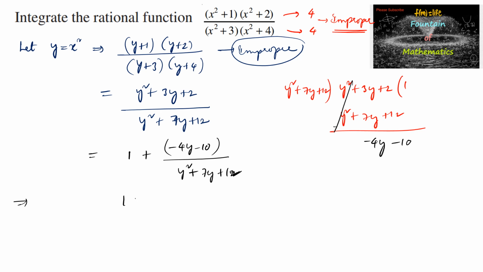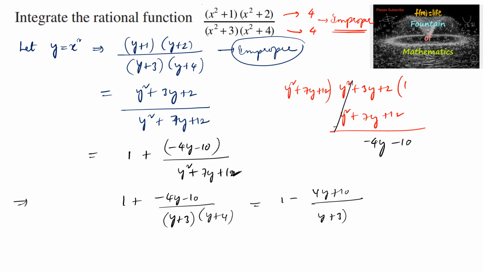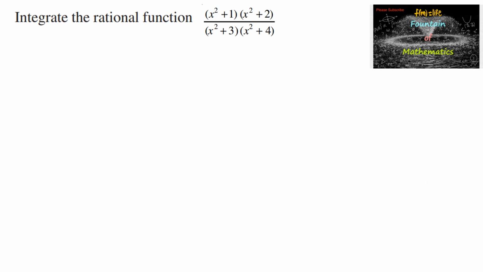That is 1 plus (minus 4y minus 10) upon (y square plus 7y plus 12), which can be taken as (y plus 3)(y plus 4). Or we can write 1 minus (4y plus 10) upon (y plus 3)(y plus 4). And here we can say that the degree of numerator is 1 and the degree of denominator is 2, so it is a proper fraction. We can resolve into partial fractions. So our expression is 1 minus (4y plus 10) upon (y plus 3)(y plus 4).